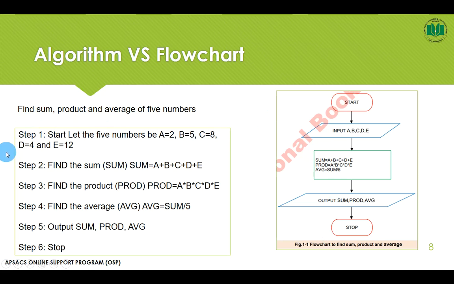This is the textual form of a problem solution, and this is the pictorial or diagrammatical form of a solution. Usually people think that the flowchart is easy to draw as compared to an algorithm or the pseudocode. This is actually called the pseudocode. If we write an algorithm in the form of text, it is called the pseudocode.